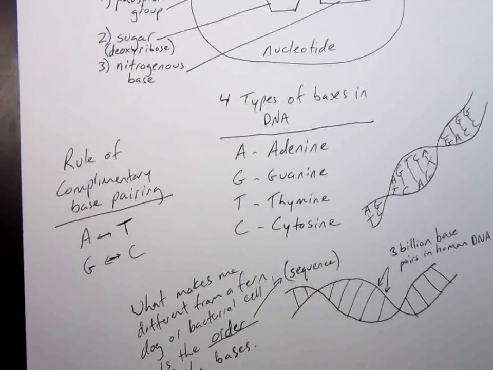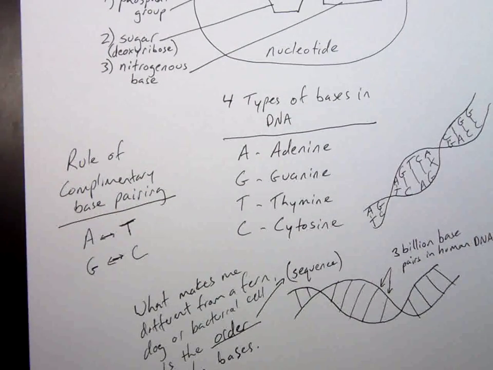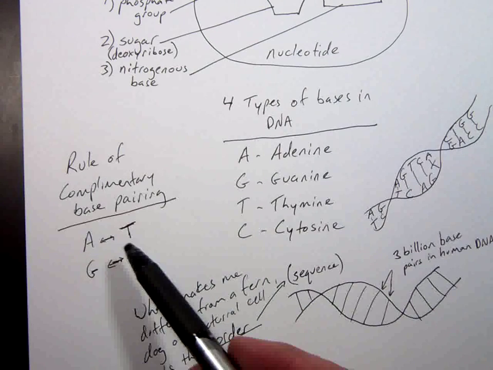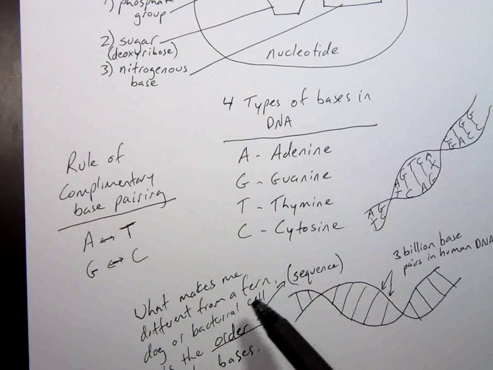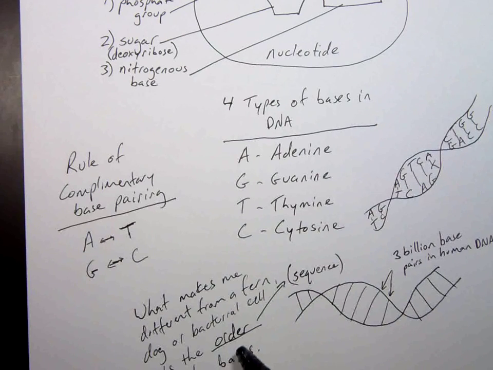These bases pair in only this way. A pairs with T, G pairs with C. And we've got 3 billion of these things in each one of our cells. What makes you and me different from each other and from ferns, dogs, bacteria, or any other living thing is the order that these bases go in.